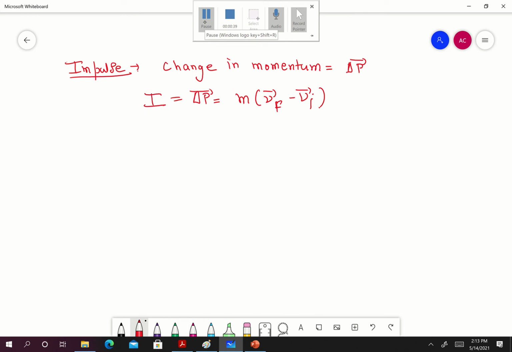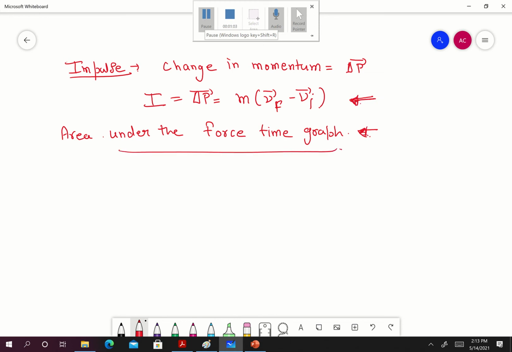Impulse has another definition, that is the area under the force time graph. And to solve the mathematical problems, we will use both these formulas. Now why I called it the area under the force time graph, we'll see.